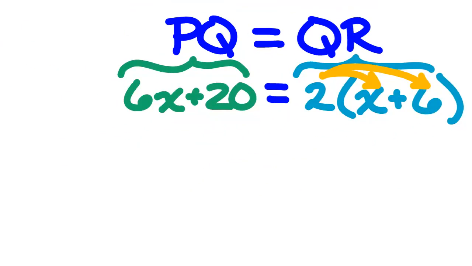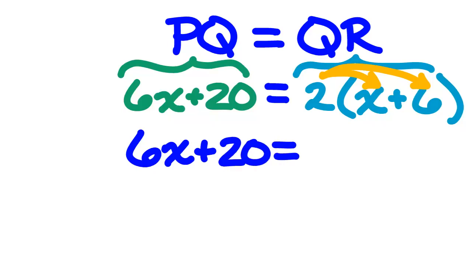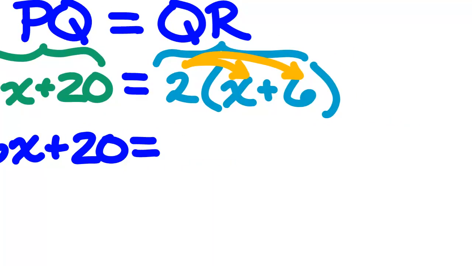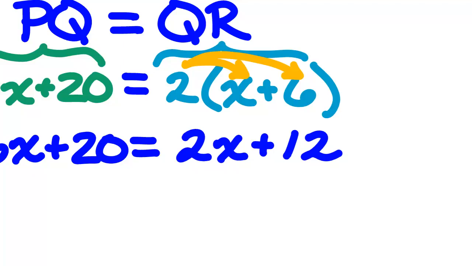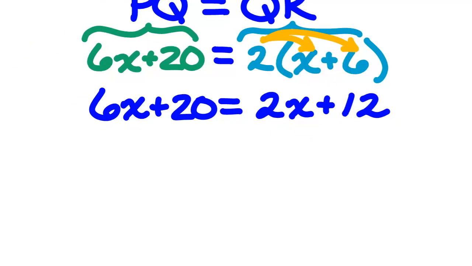So my left side just comes down, 6x plus 20. On the right side, I multiply. 2 times x is 2x. What's 2 times 6? 12. When I look at just one side of the equal sign or the other, I don't have any like terms to combine. There's only 6x here, and 20 is not a like term. There's a 2x here, 12 is not a like term.